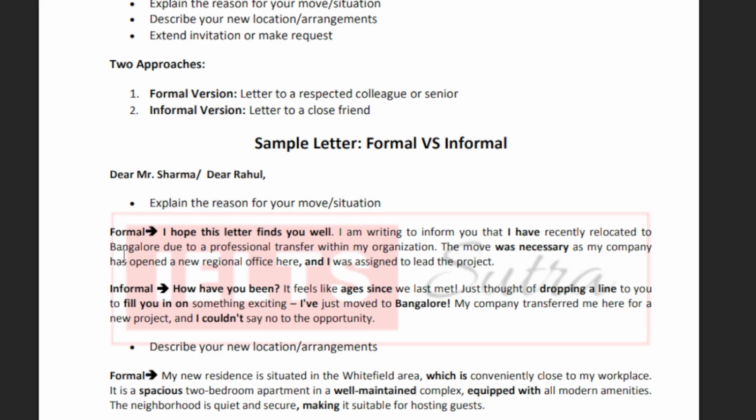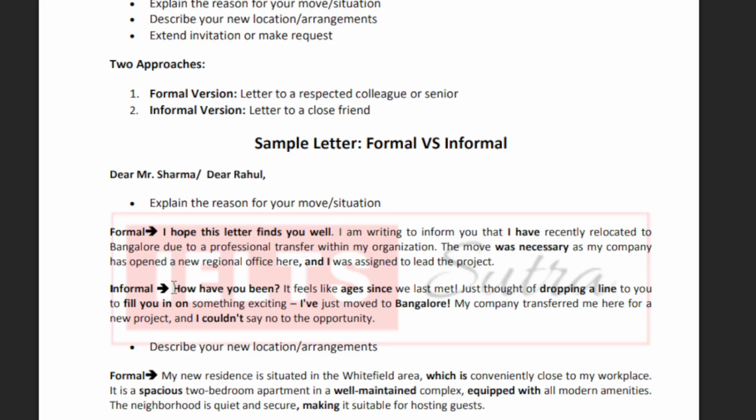So now look closely over here. In case of formal letter, as I said, we are using the complete forms, like we are not using contractions. I have completely written that I have. Then in case of formal letter, we are using more and more precise formal language. For example, I hope this finds you well. This is a formal way of greeting someone. Then you are using more and more formal language instead of using contractions, as well as instead of using phrasal verbs.